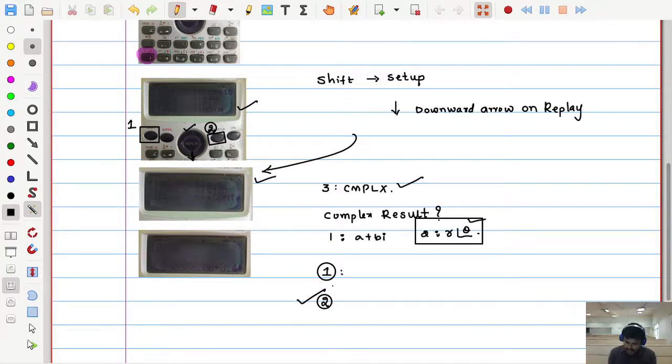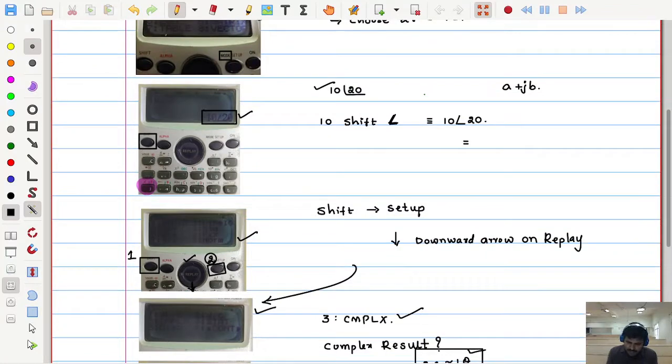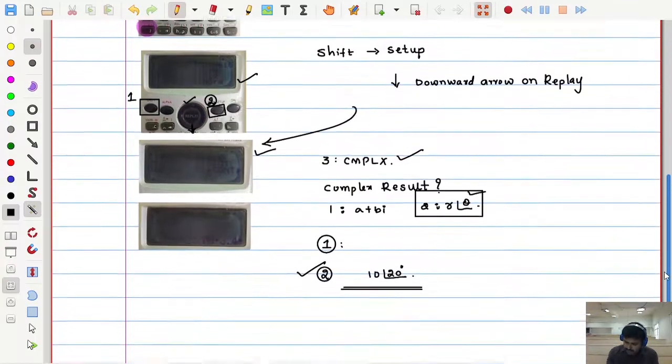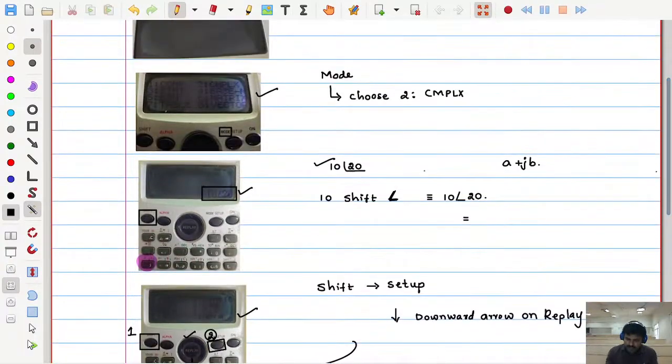As a result, my answer looks like 10 at an angle of 20 form. All of you got this? Finally, once you choose 2, your result on the display should look like 10 at an angle 20. With these instructions, you can explore calculating complex numbers. Then let us see how we can use our calculator for various kinds of additions, subtractions, etc.